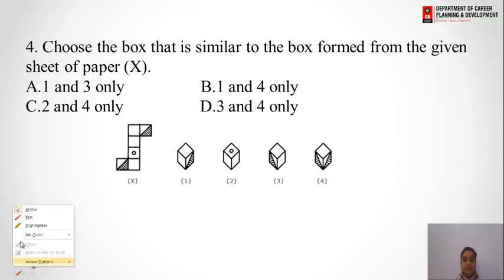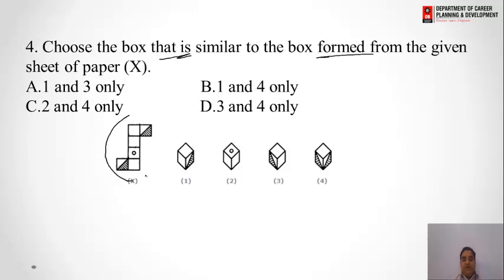Next one, choose a box that is similar to the box formed by the given sheet of paper. By using this sheet, what should be the answer to this question? Now we can understand, as we have 1 blank, 2 blank, 3 blank, and this is not the blank we have. So we can say these 3 cannot be adjacent to each other. It means we may have 2 blank parts with one of the circle. So definitely we can say the answer is carrying dice number 2 as one of the option.